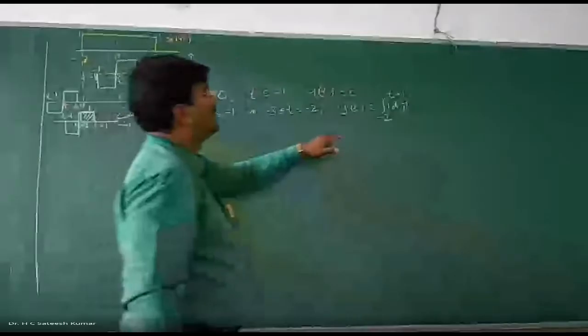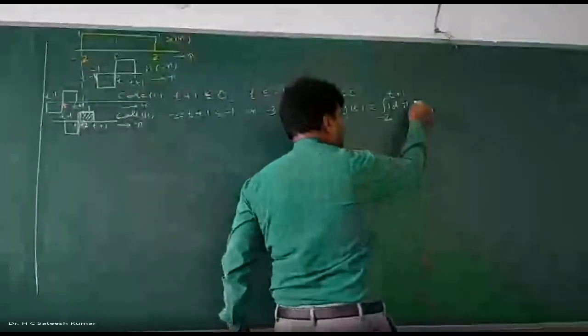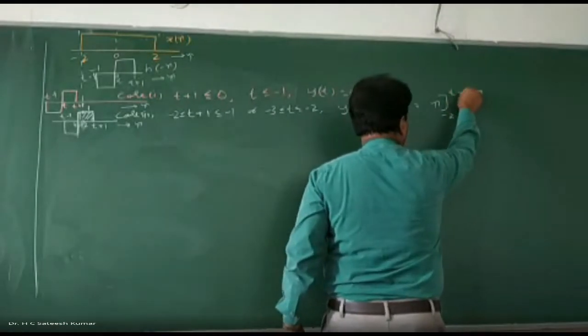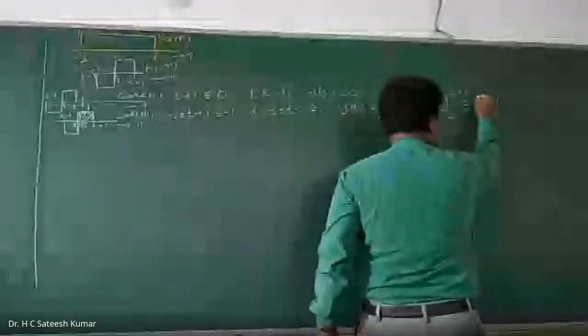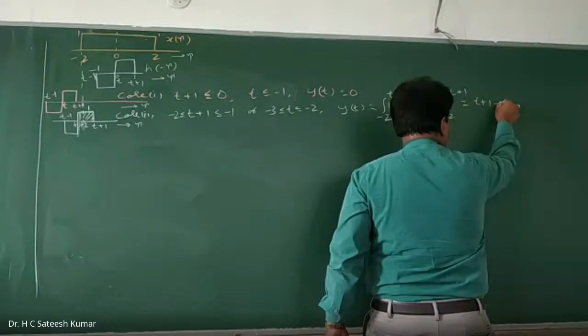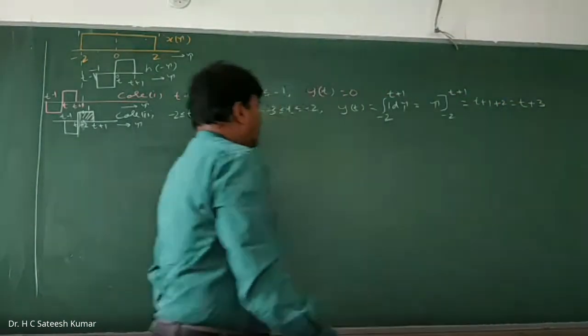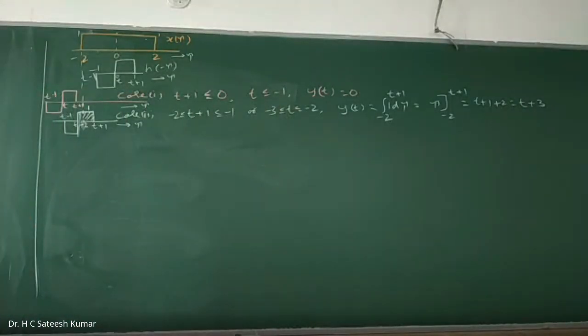Now what we have is minus 2 to t plus 1. Integrate this one. Integration of 1 is what? Tau between the limits minus 2 to t plus 1, which is equal to t plus 1 minus of minus 2, which is plus 2, which equals t plus 3. Am I right? T plus 1 minus of minus 2 is plus 2, t plus 3. We got case number 2.